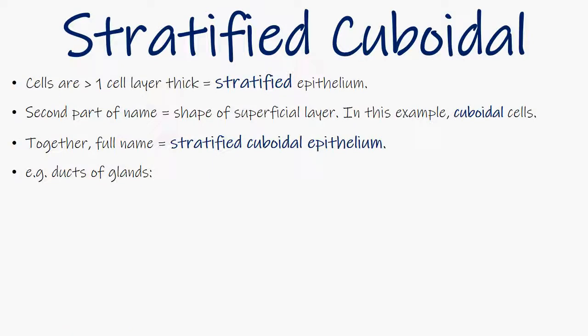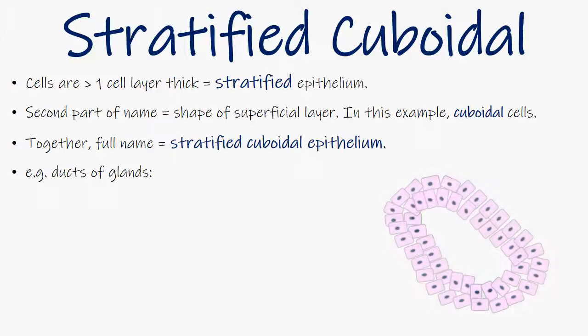Let's next look at an example of a stratified cuboidal epithelium. This is a fairly unusual type of epithelium, and the layers can be multiple shapes, but the most superficial layer is cuboidal, and so it is a stratified cuboidal epithelium. It can be found as a protective component of the ducts of glands, including mammary, salivary, and sweat glands.